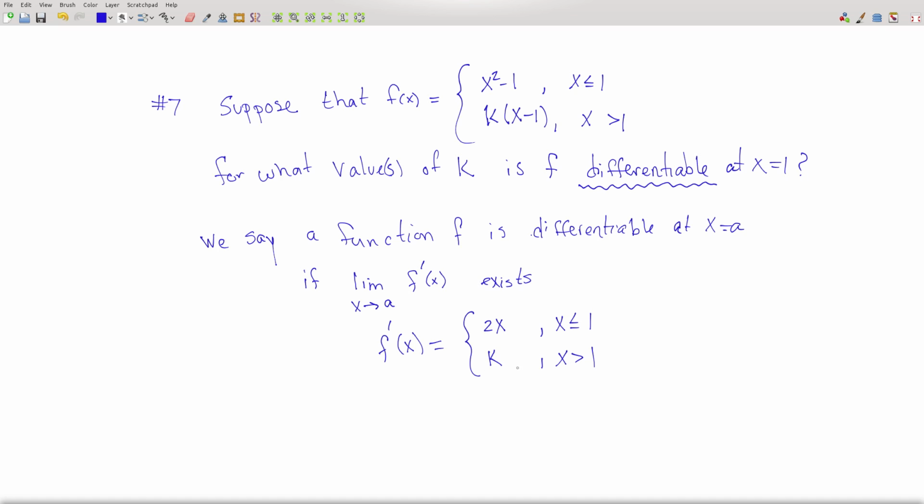Well, certainly the limit of a constant function is going to be that value itself, so what we can do is, right here at x equals 1, we can set these equal to each other. So we'll say 2 times 1 has to equal k, which means that 2 equals k. If you like to write it k equals 2, that's fine.